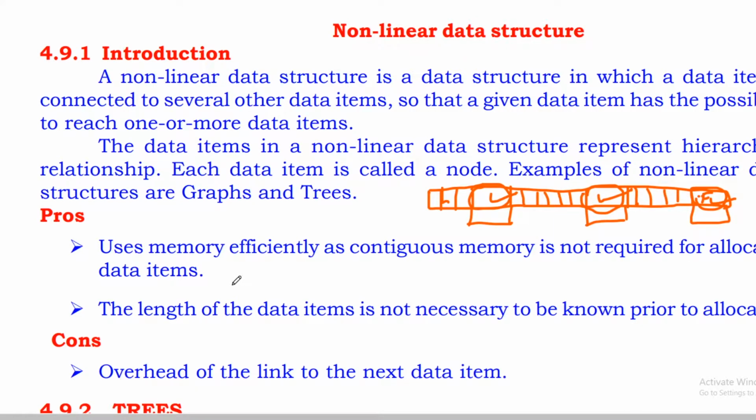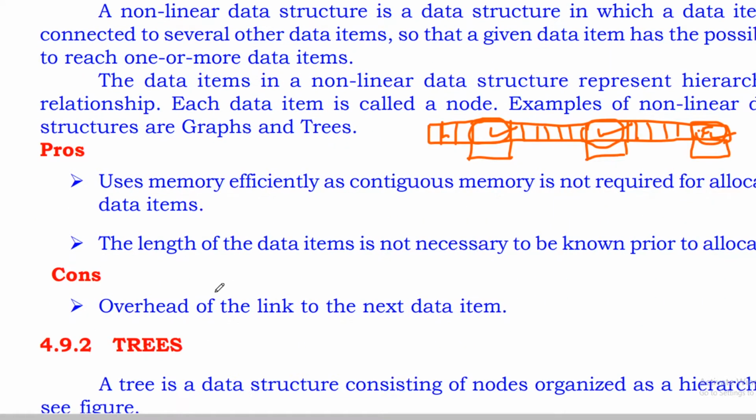That's the advantages. So what are the disadvantages? The overhead of the link to the next data item. Because they are physically at different locations, establishing this link among them is a complication. That's the drawback: the link to the next node, the next data item. Where this node is present, maintaining that link is quite difficult in a nonlinear data structure. There are some advantages and also some disadvantages.